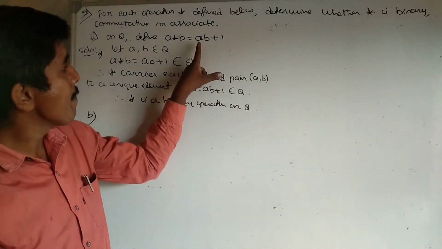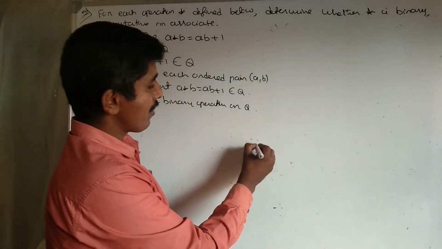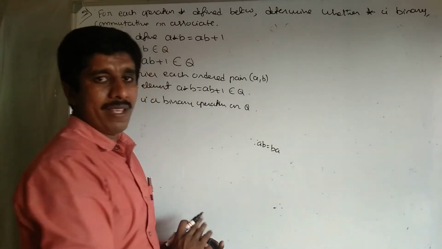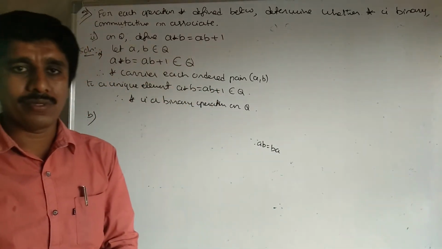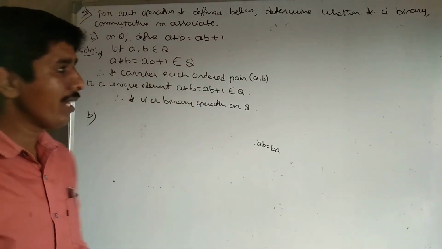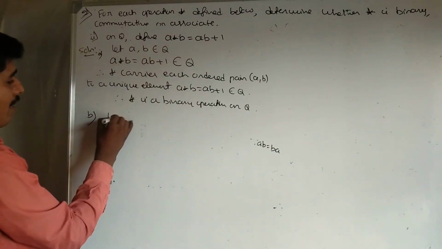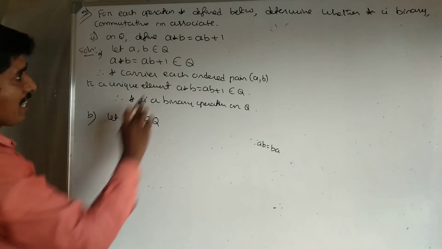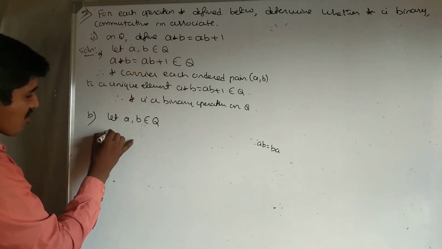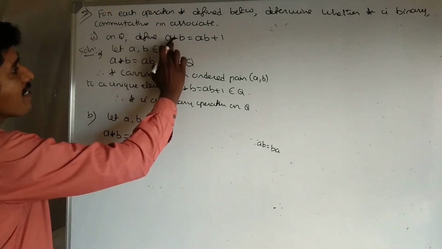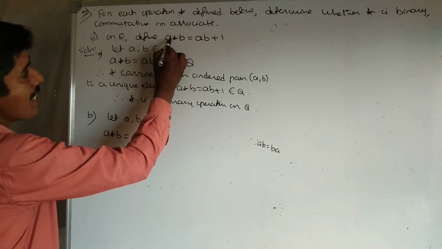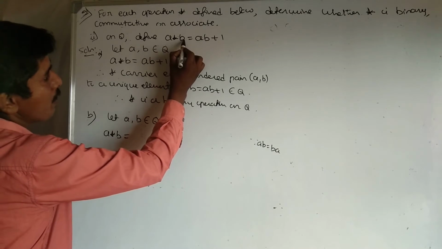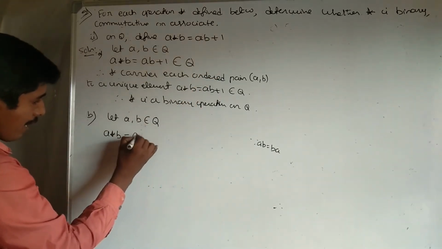Next, second, verify whether it is commutative or not. Mind it, here A into B, clearly we can write A into B equal to B into A. AB equal to BA means clearly it is commutative. I am going to prove it by taking elements. Let A, B belong to Q. Take A star B; the binary operation is defined as A star B equal to AB plus 1.